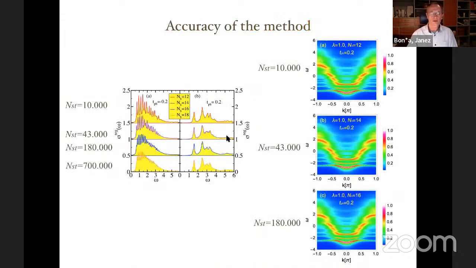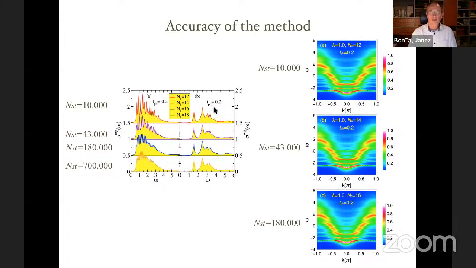Just finally, just to show you how well this method works. Here I show cases where I have created Hilbert spaces with, let's say, 10,000 states. This would be this guy, 43,000 states, and then finally almost a million states. And so you can see this optical conductivity, how this thing converges for a certain value of this dispersion. So yeah, of course, there are these finite size effects, but at least you know which way this will go when you go to the very large system.